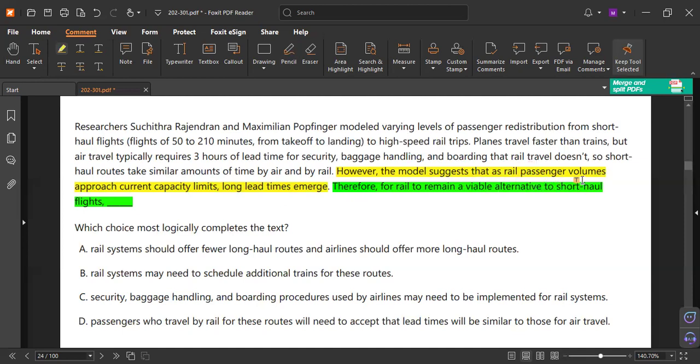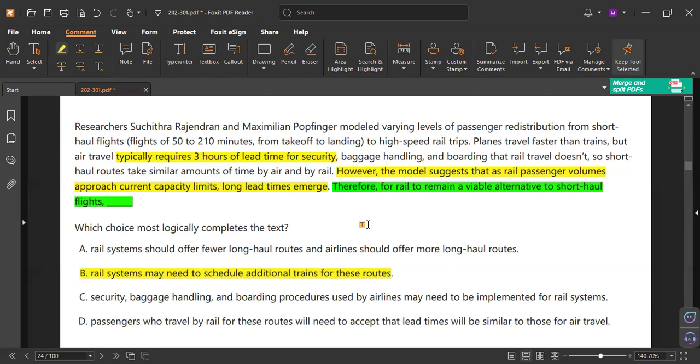As rail passenger volumes approach current capacity limits, long lead times emerge. So for rail to remain a viable alternative to short haul flights, what can they do? That is the point. Look for letter B. Rail system may need to schedule additional trains for these routes to save time. As I mentioned, delay typically requires time. But we can add details.